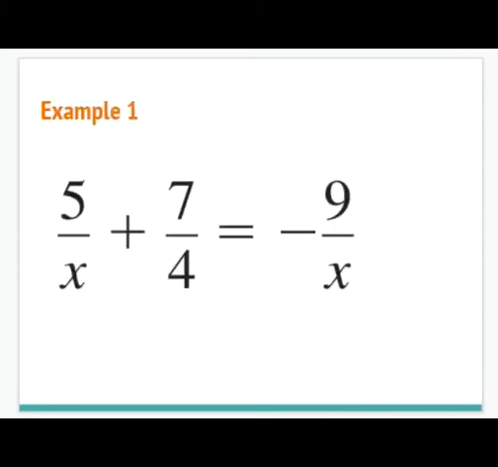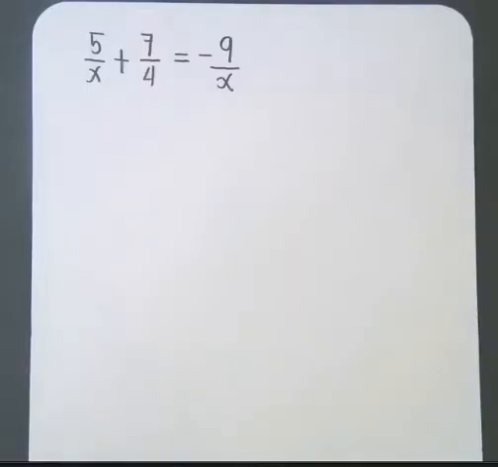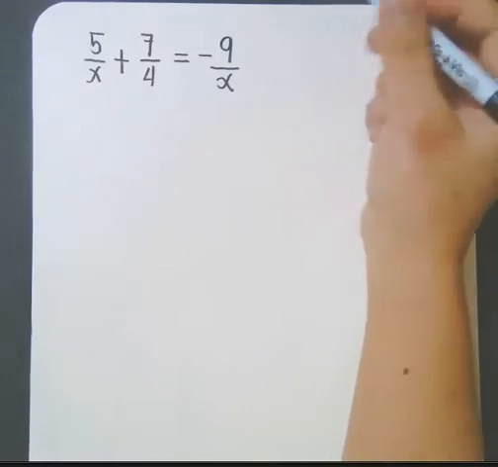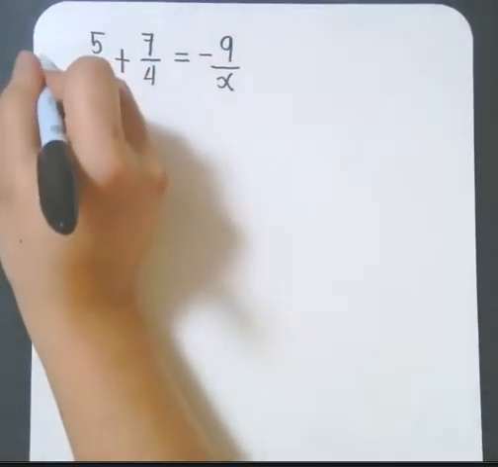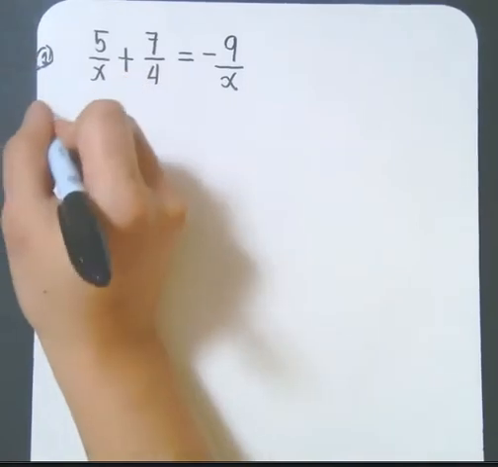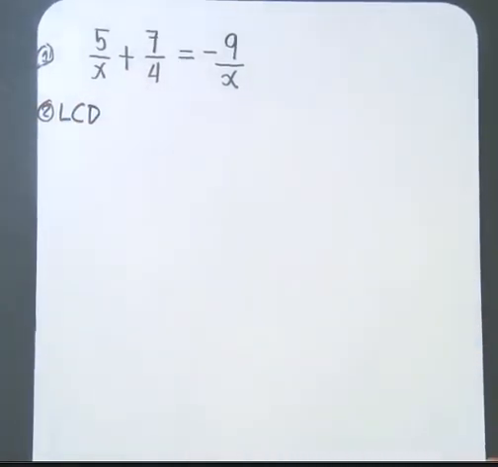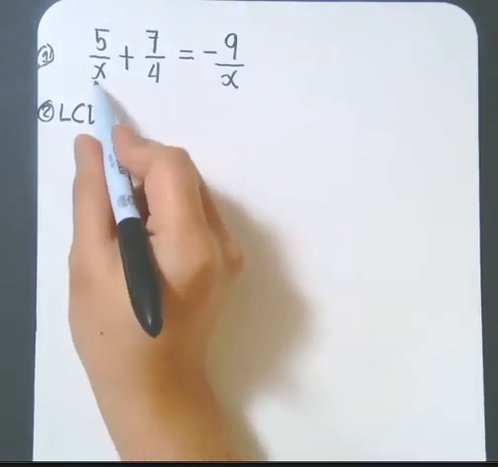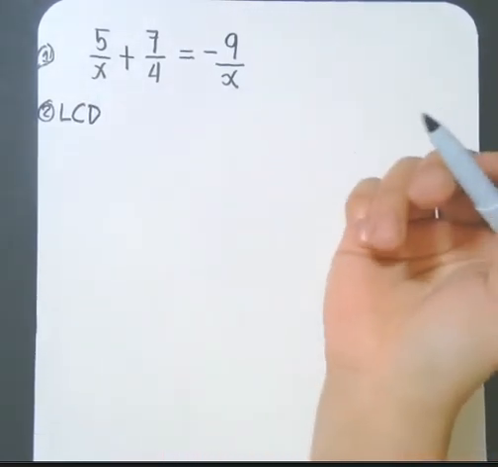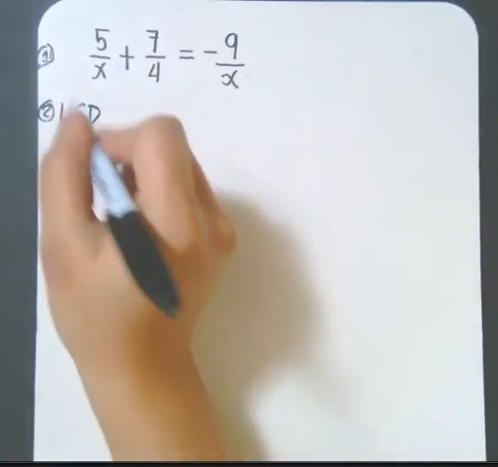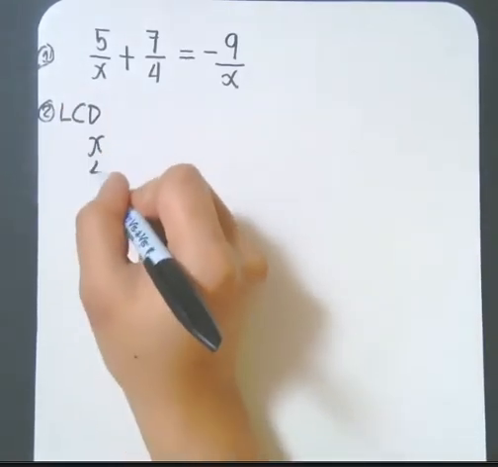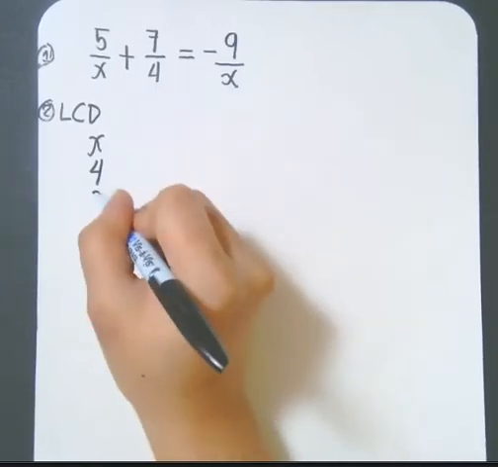Example number 1. Find the solution of 5 over x plus 7 over 4 is equal to negative 9 over x. For step 1, we need to write the given rational equation. Second step, we need to find the value of our least common denominator. For us to get our LCD, we list down all the denominators that you can see in our given equation. We have x, 4, and x.